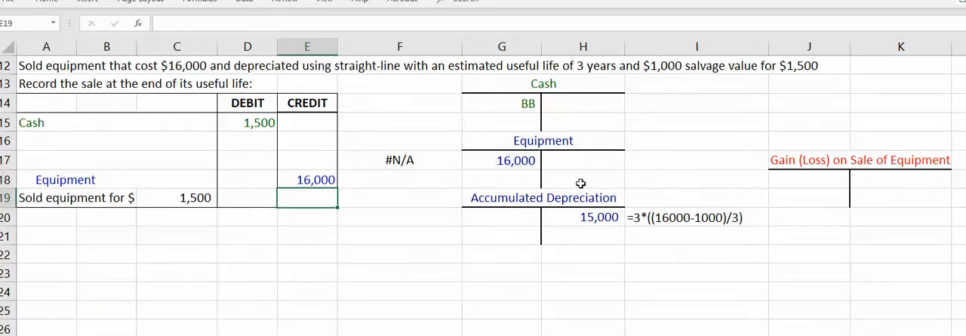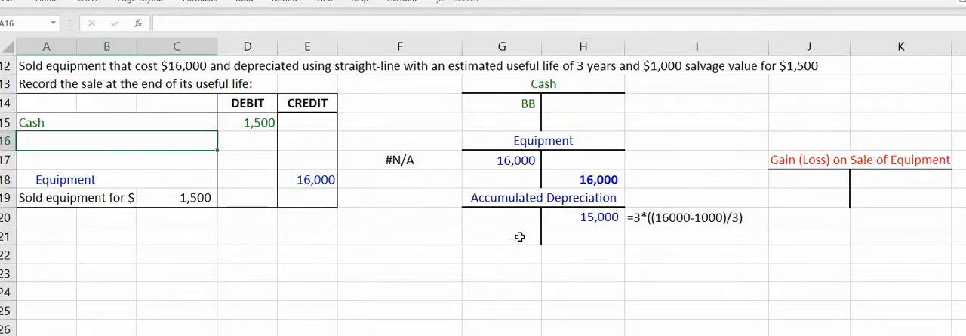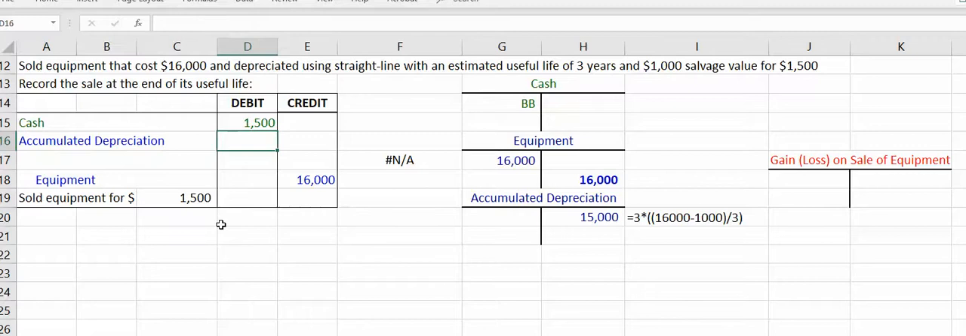So we're going to post that. And then we're going to debit the accumulated depreciation, so zero it out. Kind of like how you do closing entries, just do the opposite of whatever's in that account. And then if you look here, our debits are 16,500, and the credits are 16,000.